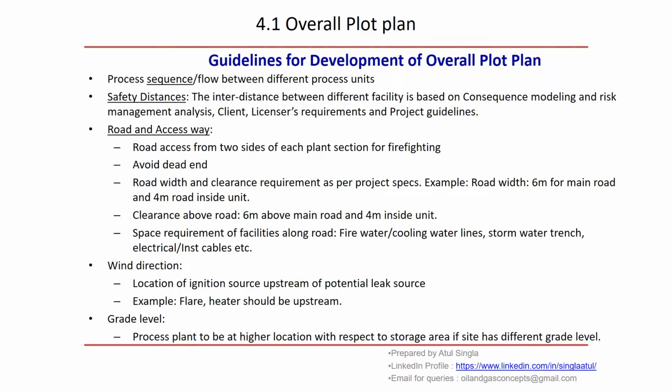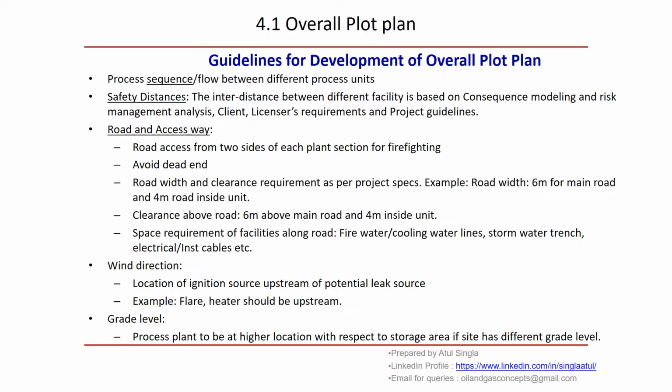So let us look at guidelines for development of overall plot plan. So first of all, process sequence. This is a major criteria. This is a major factor which decides the location of blocks, process units. So we need to understand process sequence, and only then can we develop an overall plot plan. Then second one is safety distances. Okay, inter distances between facilities. Whether these are process units or buildings, we need to maintain spacing requirement given by the client, licensor or project guideline. Okay, so according to that only inter-spacing is decided.